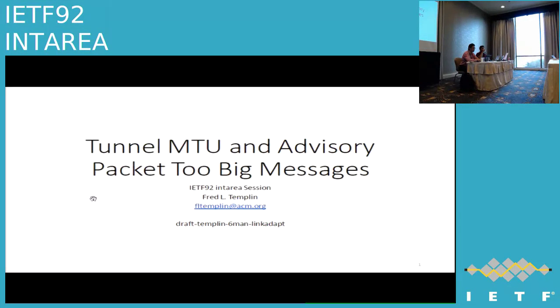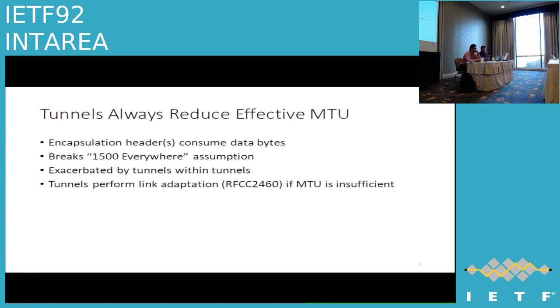Okay, next chart. What we see about tunnels is that encapsulation headers always consume data bytes. That breaks the 1500 everywhere assumption that seems to be prevalent in the internet today. And it's exacerbated by tunnels within tunnels, where we have even further levels of encapsulation. Tunnels perform link adaptation per RFC 2460 when the MTU is insufficient. Link adaptation is a way in which a box can break up a packet into pieces that'll fit across the link and be reassembled at the far side.